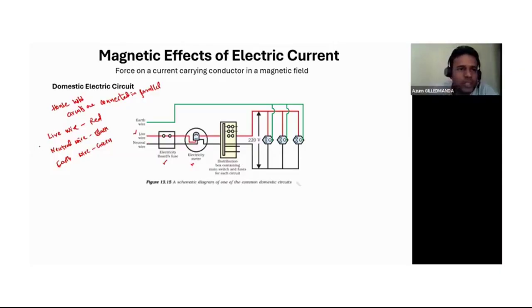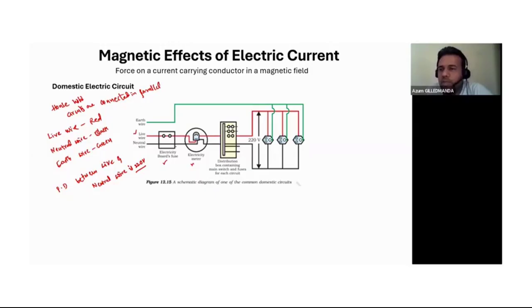And the potential difference between live and neutral wire is how much, guys, for household? It is 220 volts. So the potential difference between these two lines, the live wire and the neutral wire, is 220 volts. That's what you see here, right? This is the red wire and this is the black wire, and the potential difference is 220 volts.